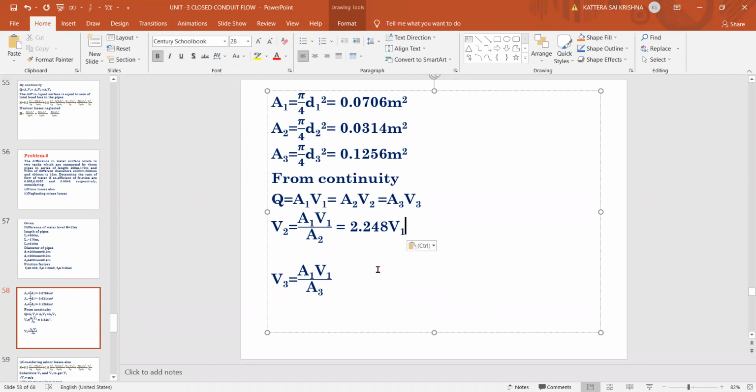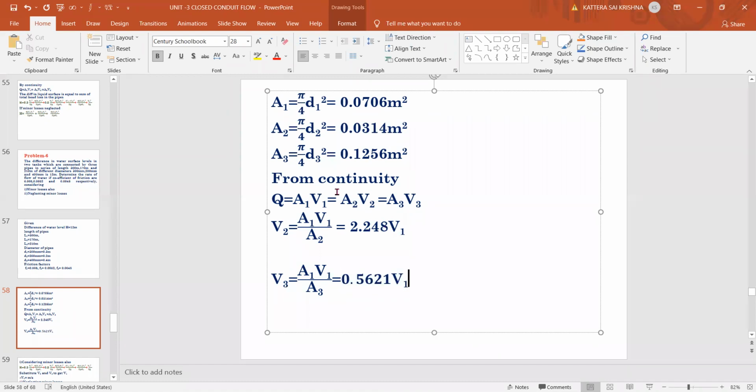Okay. So similarly, again, you can use A1 V1 equals A3 V3 because I want all the terms in terms of V1. So from that, V3 equals A1 V1 by A3. So again you get some number in terms of V1. So V3 equals 0.5621 V1 is the V3 value.